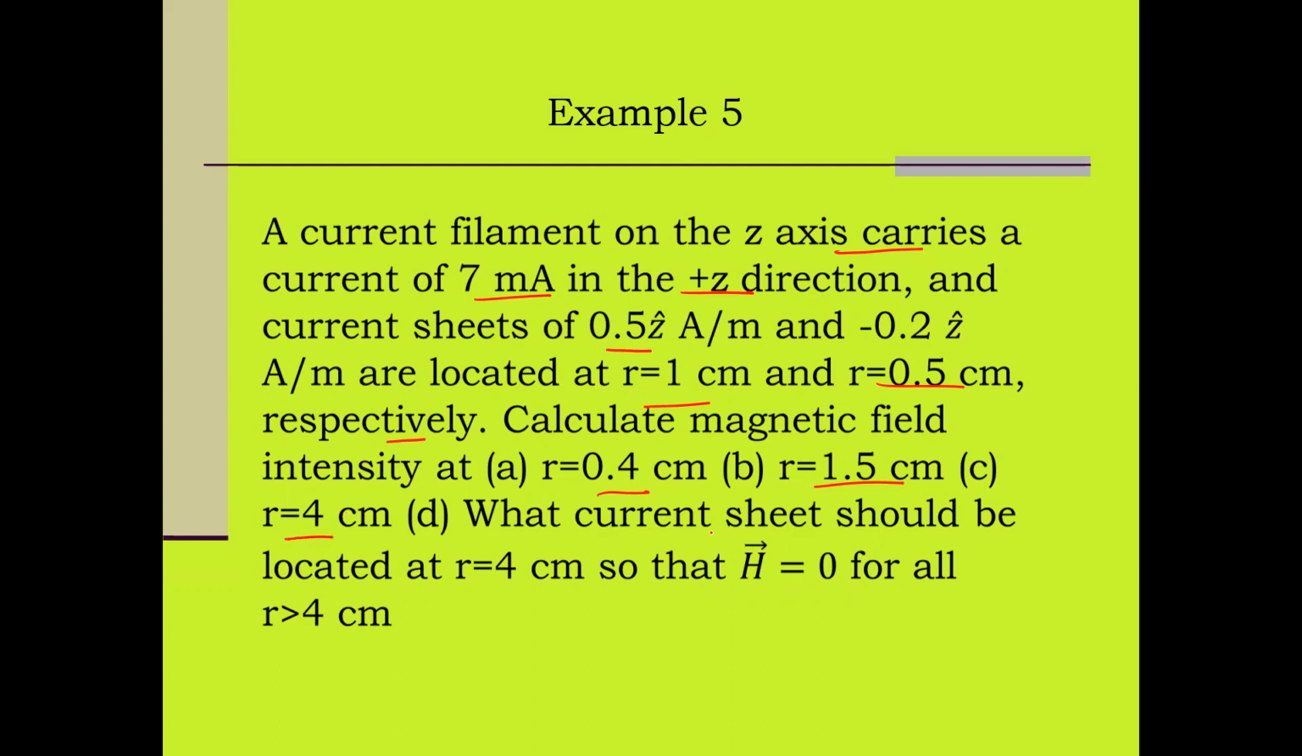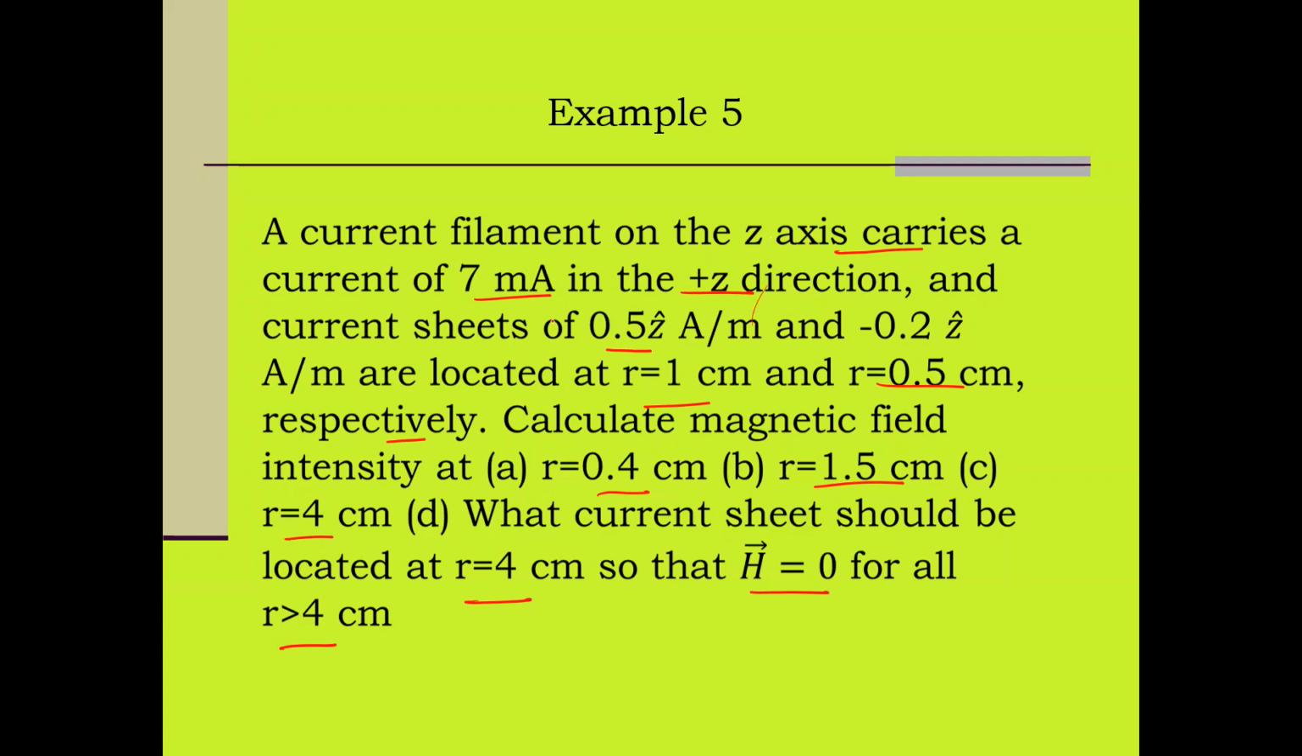Then the fourth question is, what current sheet should be located at r equals 4 centimeter so that H will be 0 for all radius r which is bigger than 4 centimeter. So let us do it one by one. Let us sketch the problem first.